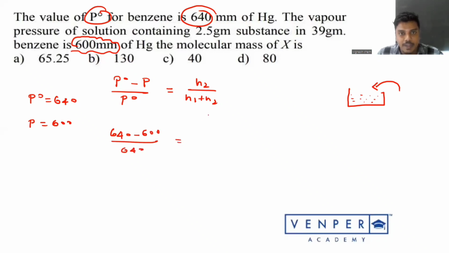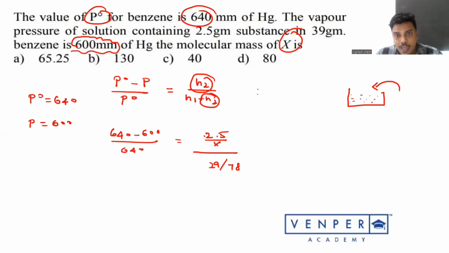What are the moles given? What is the moles formula? N2 is what? Given mass divided by molecular mass, right? Then we have to substitute 2 by X. I don't know the molecular mass, and they are asking for the molecular mass, X only, right? Divided by N1, which is 39 by 78.